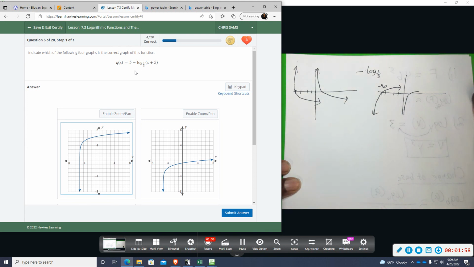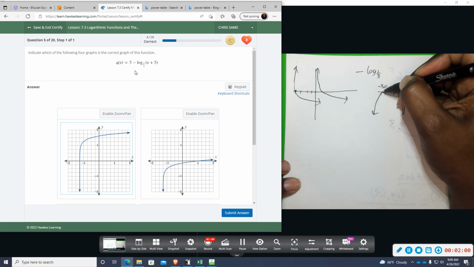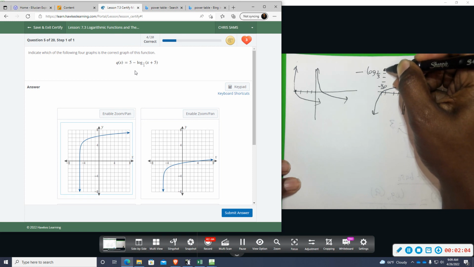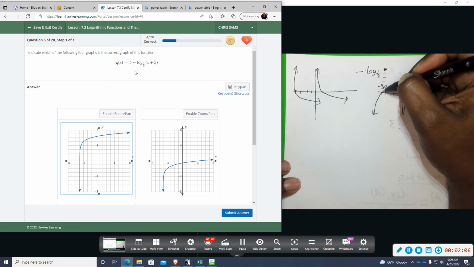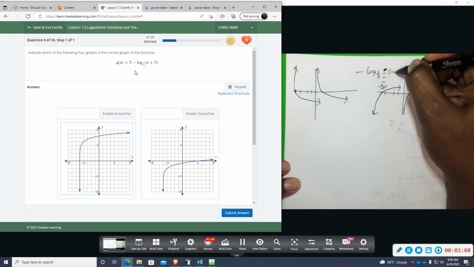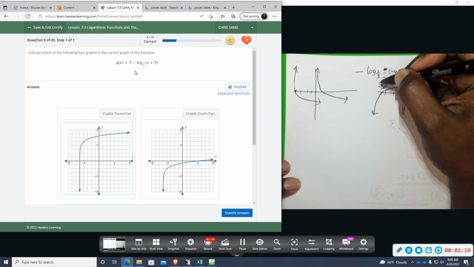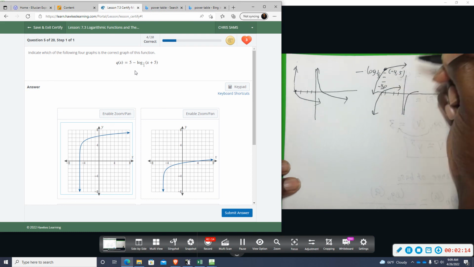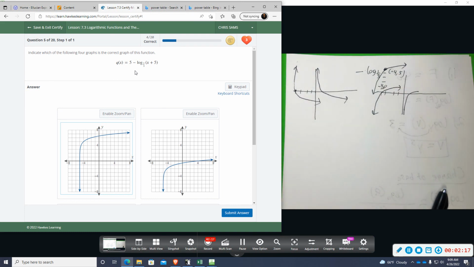And then you got that +5. +5 is going to shift it up. 1, 2, 3, 4, 5. So this graph is going to be crossing at -4, 5 and curving up this way. So that's what I'm going to be looking for on the graph.